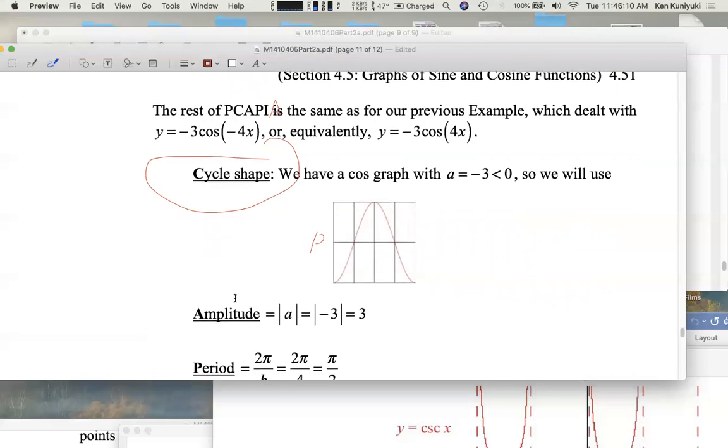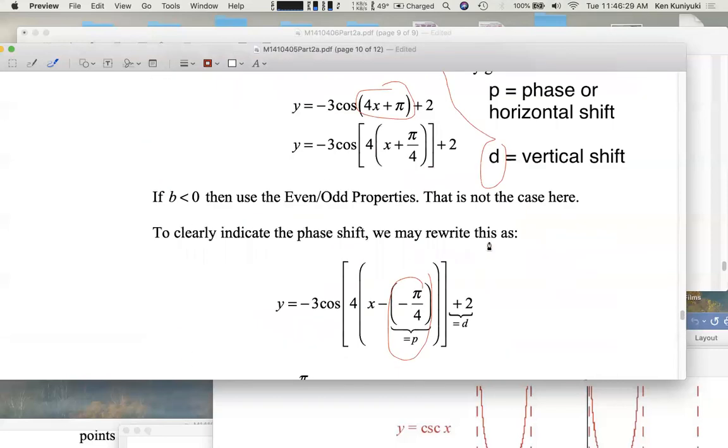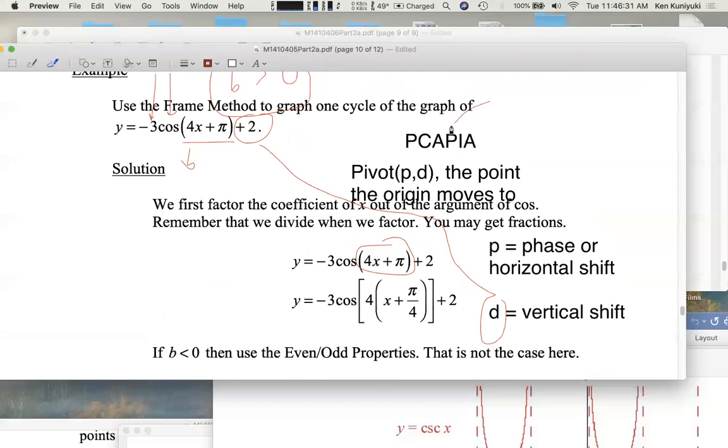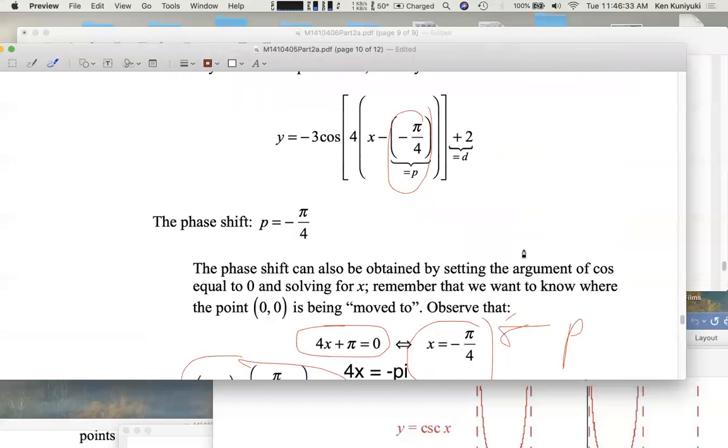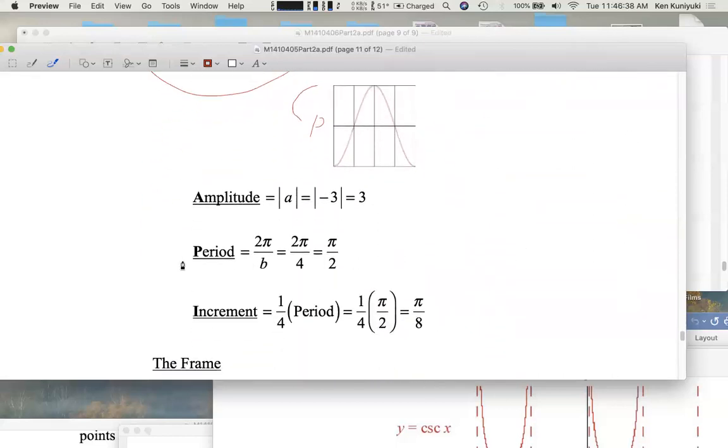What about the amplitude? Cosine graphs have amplitudes. It's the absolute value of A, the absolute value of -3 is +3. That's the half height of the frame, or in this case, the graph. The period, which is the second P in PCAPIA, that's period. For everyone except tangent and cotangent, it's 2 pi over B. We assume B is positive.